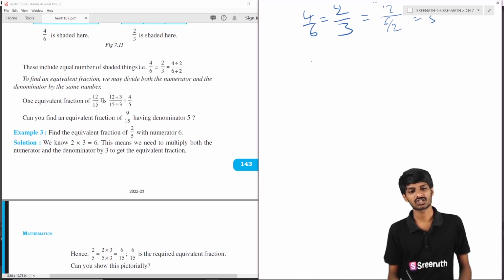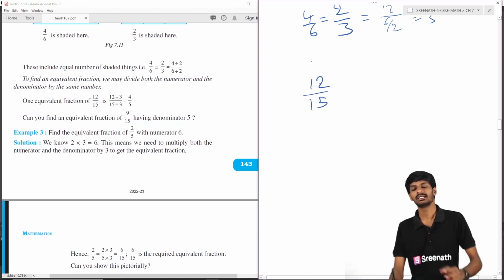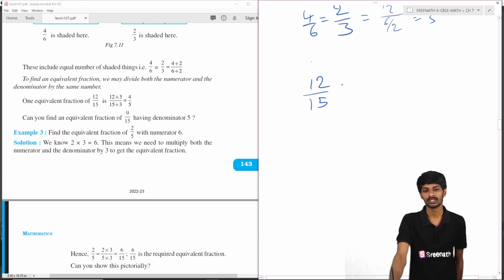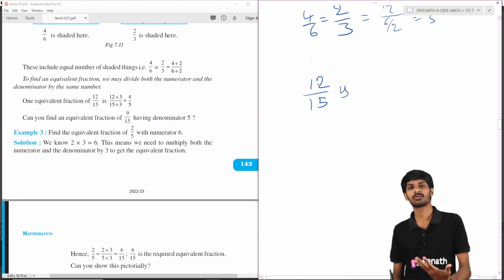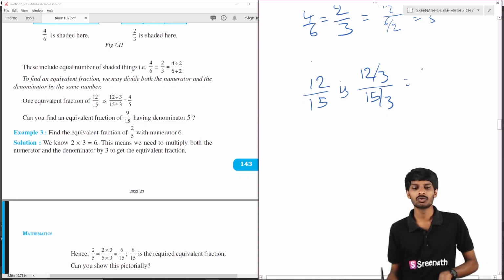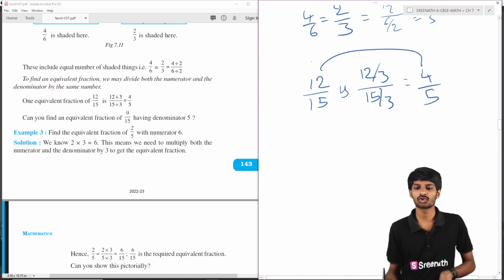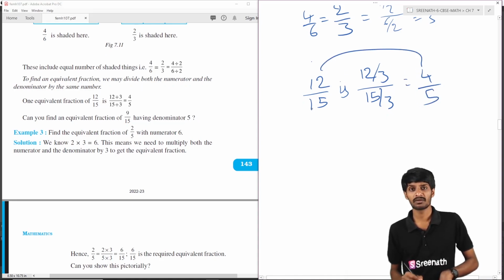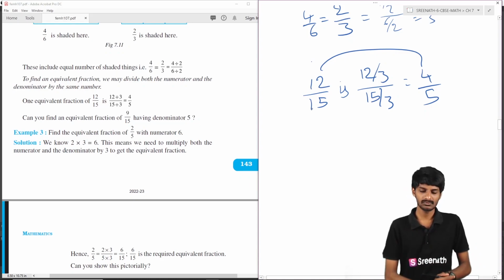So one equivalent fraction of 12 by 15 is what? So 12 by 15. You have to write the equivalent fraction for it. How will you do it? We have to divide both the numerator and denominator by the same number. So you will divide by 3. You will get 4 by 5. So 4 by 5 and 12 by 15 are equivalent fractions.